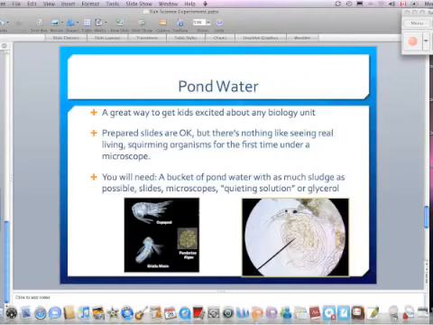So you'll need also some microscope slides and quieting solution, which basically slows the organisms down enough that you can see them underneath the microscope.